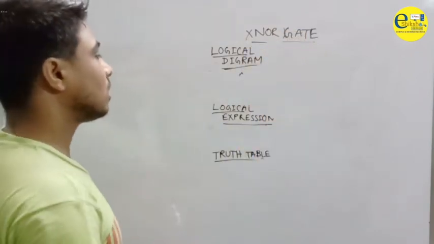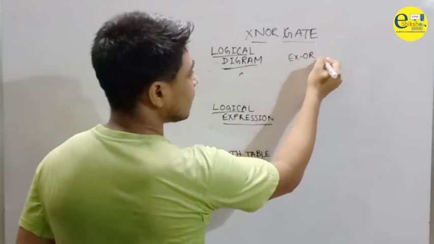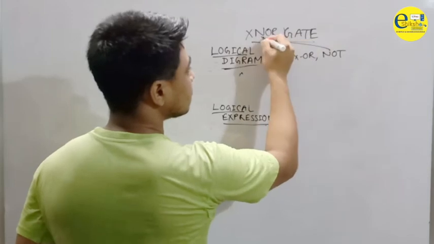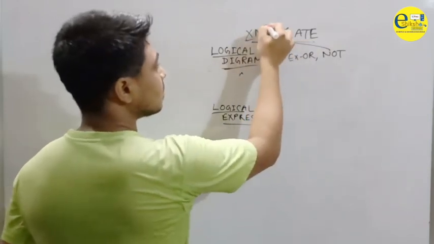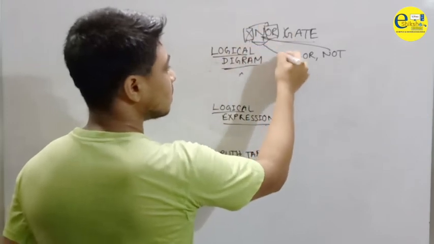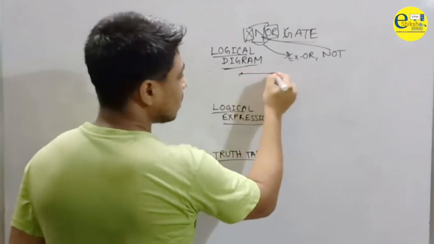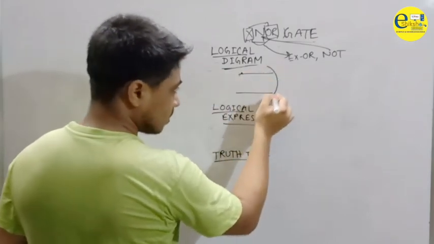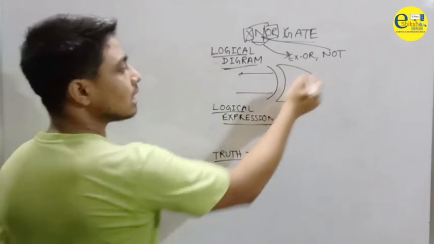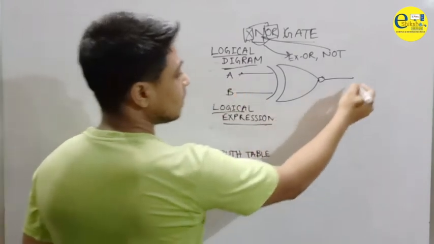XNOR gate. How is the XNOR gate formed? It is a combination of XOR and NOT gate. This N represents the NOT gate and XOR represents the exclusive OR gate. So XNOR, how will it look? It is just similar to the XOR gate, but as it has a NOT gate, we have to draw a bubble over here. Okay, so A, B and Y.